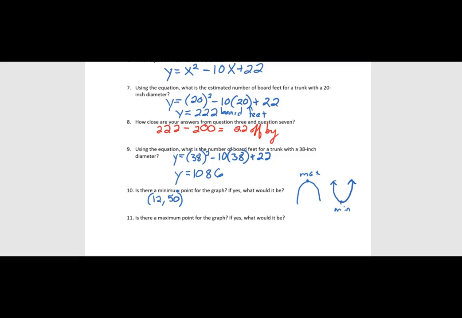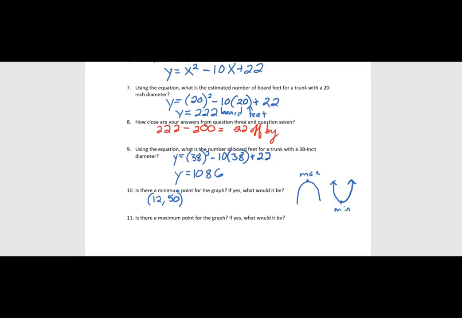Right, the tree has to be measured at a certain height. And then if we cut off a tree that was smaller than 12 inches in diameter, we'd be cutting it off prematurely and probably losing a lot of profit. So that is a minimum.